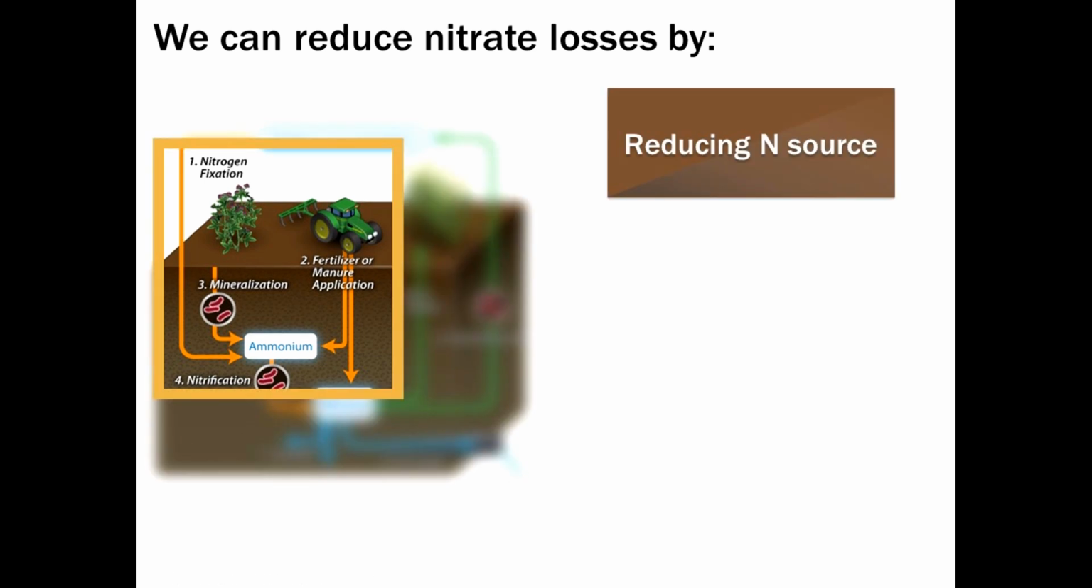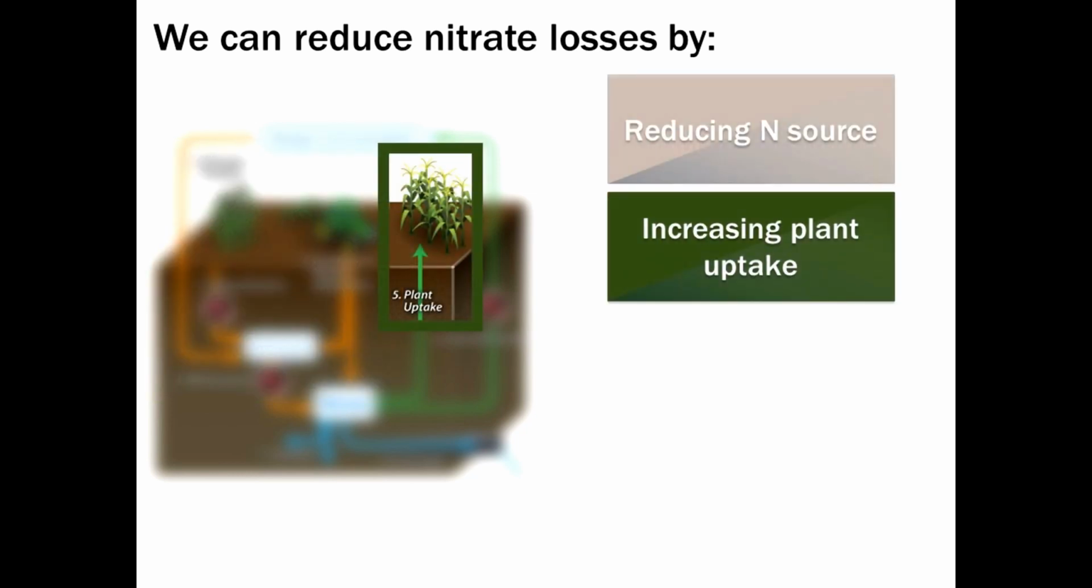The first one is trying to reduce the nitrogen source, and that gets into our standard 4R practices of right place, right time, right rate, and right form. If we can reduce the amount of nitrogen that we're adding to the system, and then also that would leach through that system, that's one way to reduce nitrogen loss.